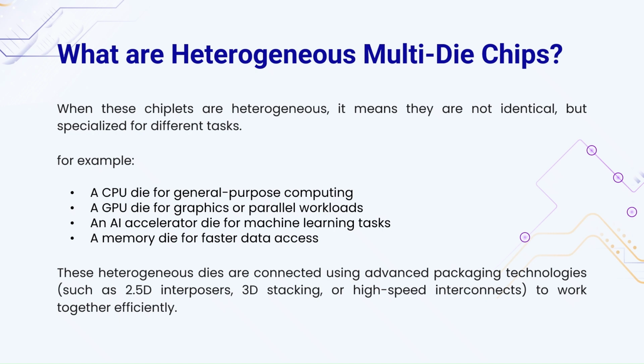For example, one die might be a CPU for general purpose computing, another die could be a GPU for graphics or parallel workloads. An AI accelerator die can handle machine learning tasks, and a memory die can provide faster data access. These heterogeneous dies are connected using advanced packaging technologies like 2.5D interposers, 3D stacking, or high-speed interconnects so they can work together efficiently.